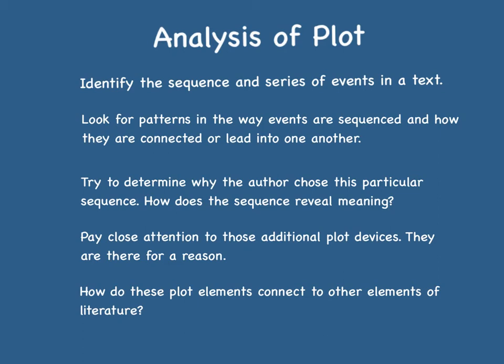Next, try to determine why the author chose this particular sequence. Why is the author choosing to give you this information in this order? There's something about how the author wants you to know things and understand the order in which things are happening. For example, if something is revealed in a flashback that you might not have known otherwise, then you need to ask the question, why is the author telling me this? Why is he or she giving me this piece of information?